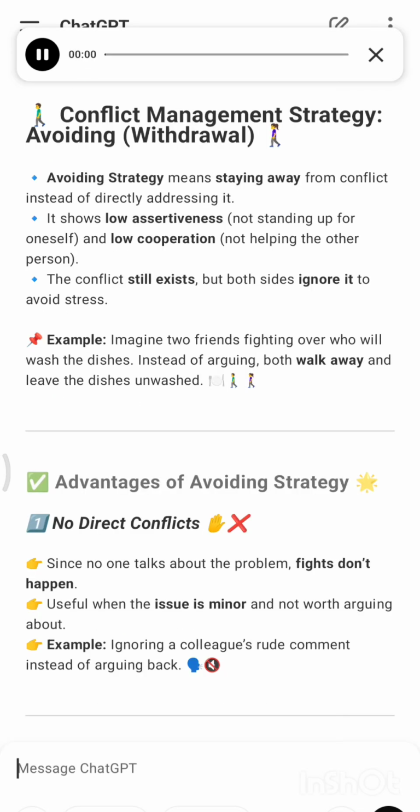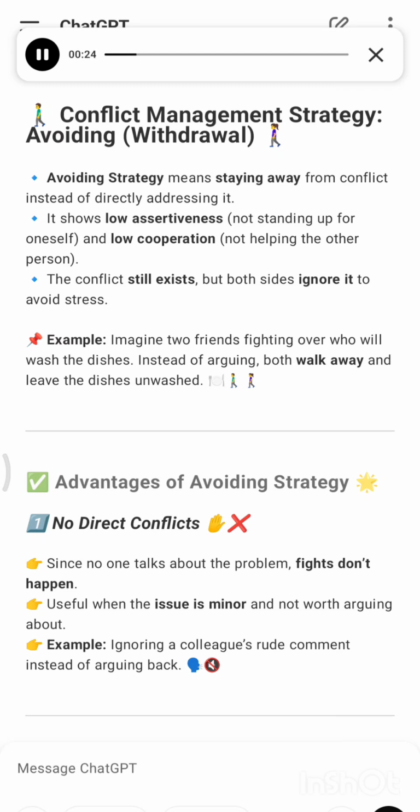Conflict management strategy: avoiding, or withdrawal. Avoiding strategy means staying away from conflict instead of directly addressing it. It shows low assertiveness, not standing up for oneself, and low cooperation, not helping the other person. The conflict still exists, but both sides ignore it to avoid stress.